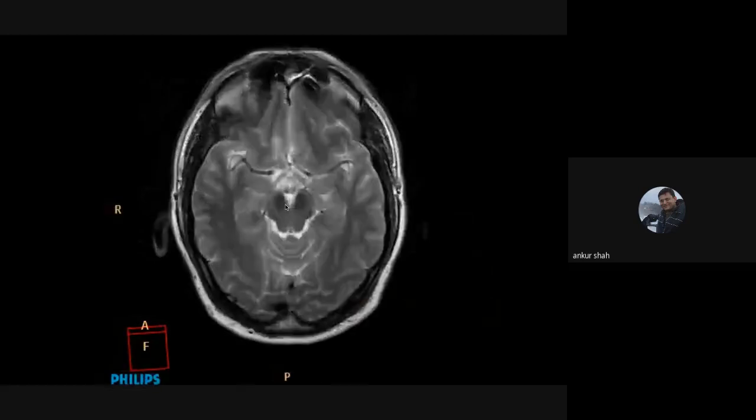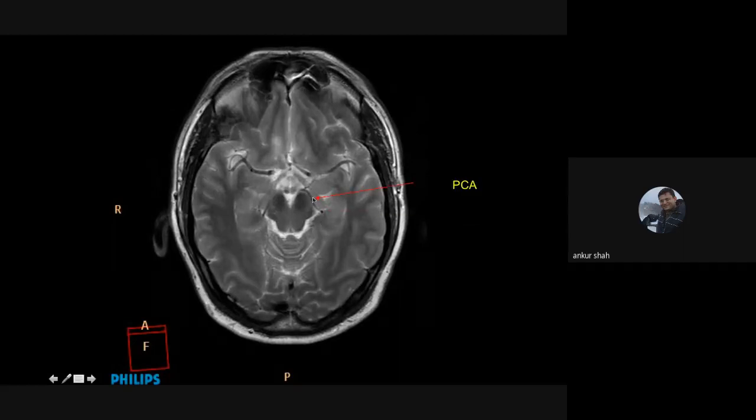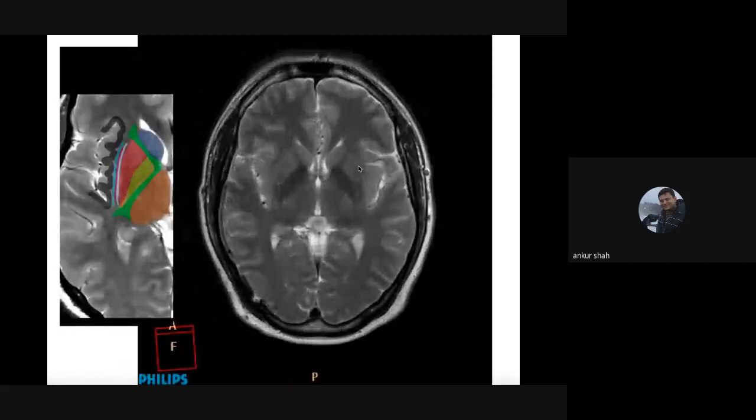Once we go above this, what you can see is the midbrain. See how the appearance differs between the medulla, pons, and midbrain. There's the midbrain, and the cisterns around the midbrain. You can see the flow void of the posterior cerebral artery and the flow void of the middle cerebral artery. You should know the location where these arteries are situated.